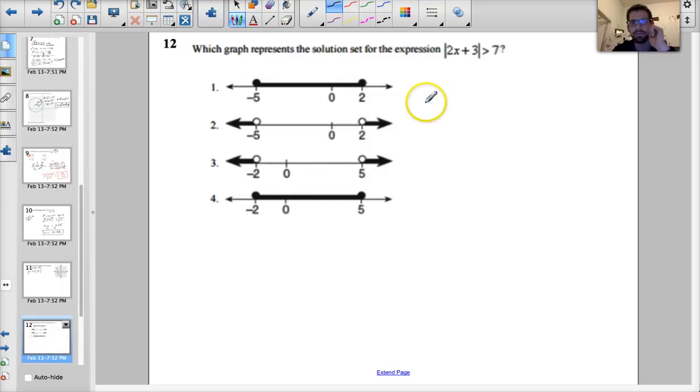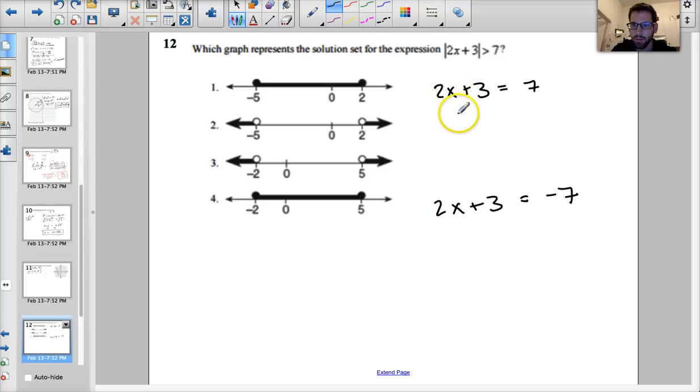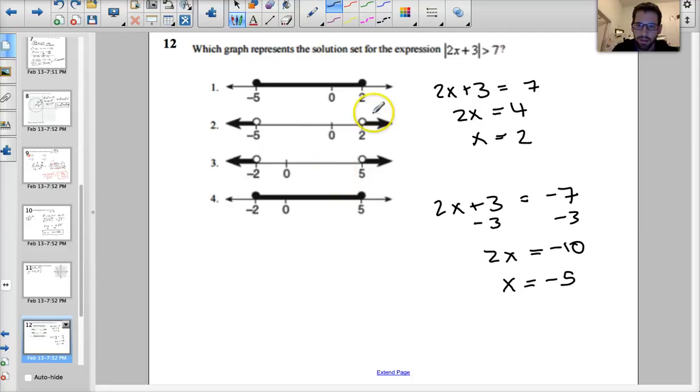All right, 12. To do this, I have to take 2x plus 3, and I have to set it equal to 7. And I'm going to take 2x plus 3, and I'm going to set it equal to -7 because it's in those absolute value bars. Subtract 3 from both sides, and I get 2x equals 4. Divide both sides by 2, and I get x equals 2. That's one solution. Here, if I subtract 3 from both sides, I get 2x equals -10. Divide by 2, and I get x equals -5. So my two solutions are x equals 2 and x equals -5.